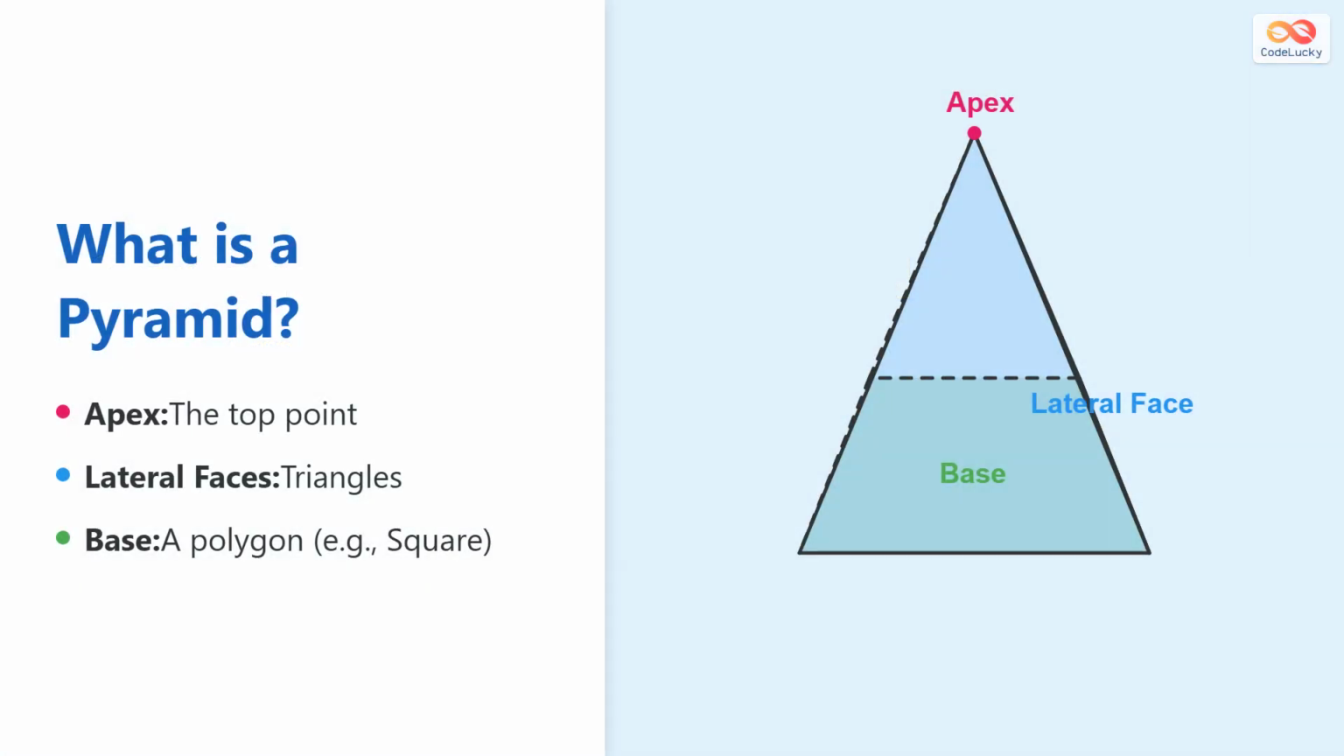First, let's identify the parts of a pyramid. The bottom shape is called the base. The pointy top is the apex, and the triangular sides connecting the base to the apex are called lateral faces.